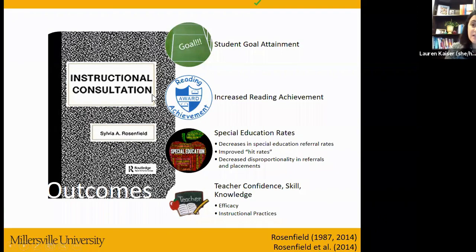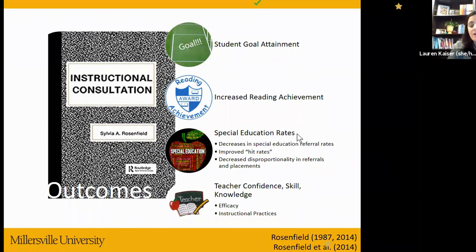There are some quasi-experimental studies that have shown that IC moves the needle on reading achievement at the classroom level and also at the individual student level. It also decreases special education referral rates and improves what we call the hit rate, which is a really poor term, but basically it means that students who are getting referred for special education are also found eligible, meaning there's not a lot of wasted time in assessment that doesn't end up in some kind of placement, which from a time and cost benefit analysis can be a major cost without a lot of benefit.